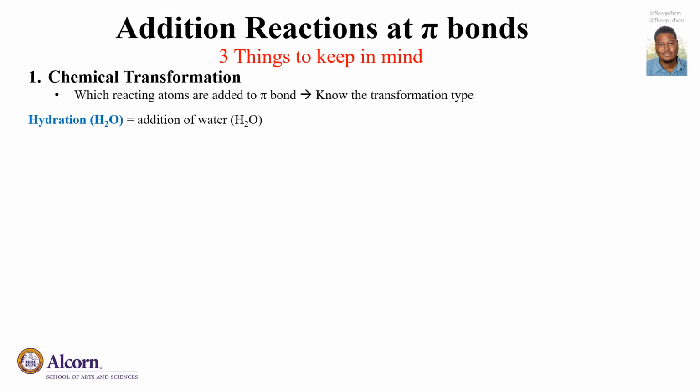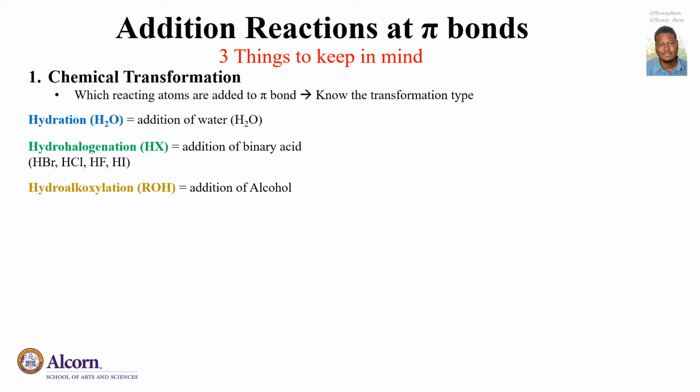There's a hydration type where we add water across double bonds. There's a hydrohalogenation where we're adding a binary acid across a double bond, and typically that binary acid is going to have one hydrogen and some type of halogen. So HBr, HCl, HF, or HI are the typical hydrohalogenation reagents. There's something called a hydroalkoxylation where we add an alcohol across our pi bond. A dihydroxylation is going to create a diol. This is a molecule that has two OHs added to the starting reagent.